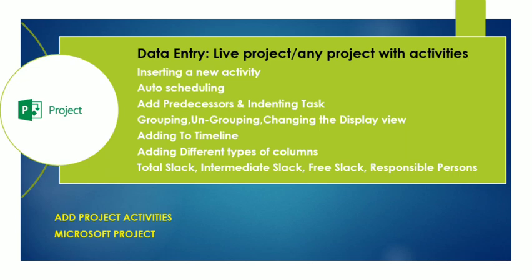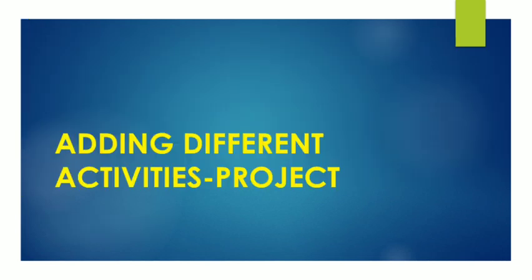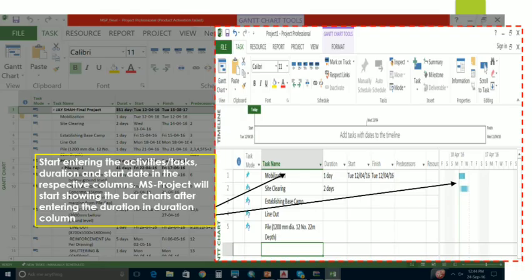Before that, let's start adding different activities for the project. Now start entering the activities or tasks in that tab, with duration for 1 day, 2 days in that particular column. You can add start date and finish date based on your project requirement. MS Project will start showing the bar chart after entering the duration in the duration column. So you can show the bar chart here based on your project duration.